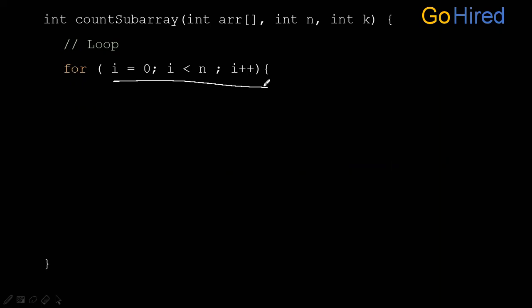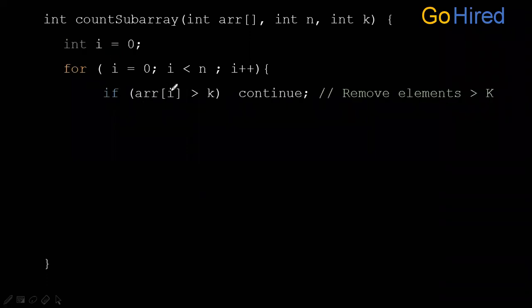Simple one. Okay. Now, what we need to find out is we need to remove all the elements which are greater than k. So we say if array of i is greater than k, continue. We just remove it. Now, all the elements which are smaller than that, if it is not greater than that, rest of the thing we need to do over here.